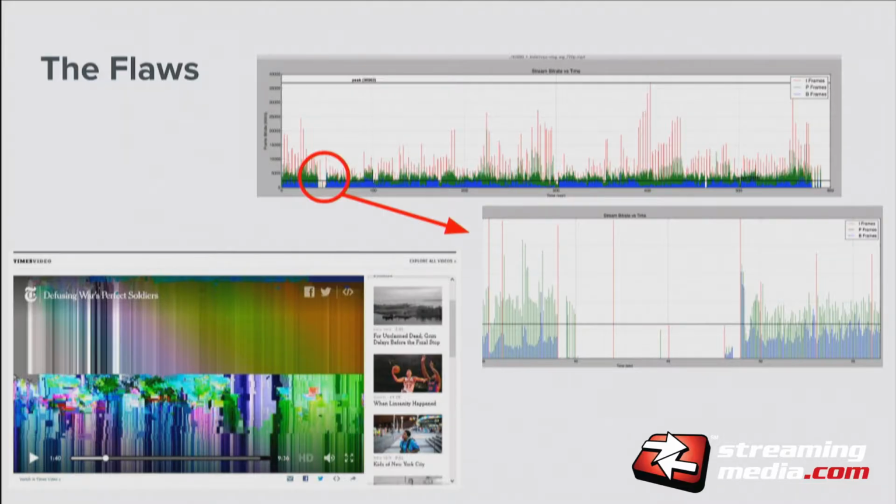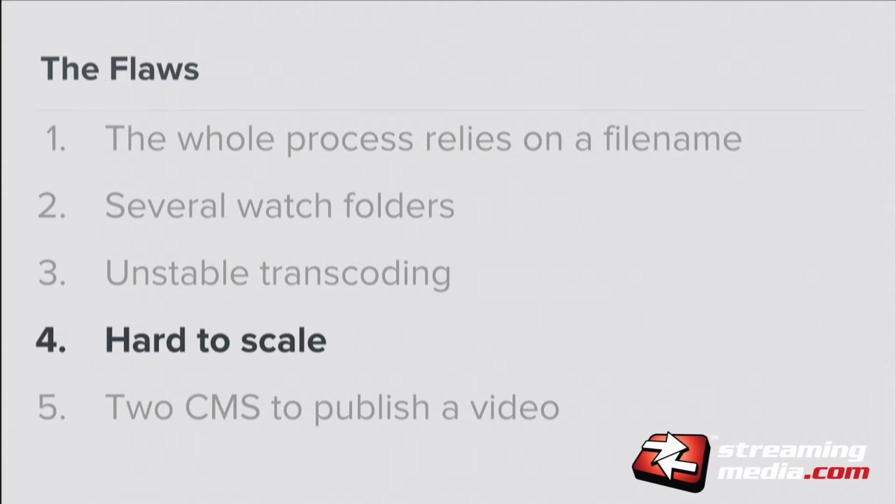And this is not acceptable at all. The New York Times is very famous for the quality of our journalism, and delivering this kind of content and experience to the user is not acceptable. Fourth floor, and yeah, it was really hard to scale.